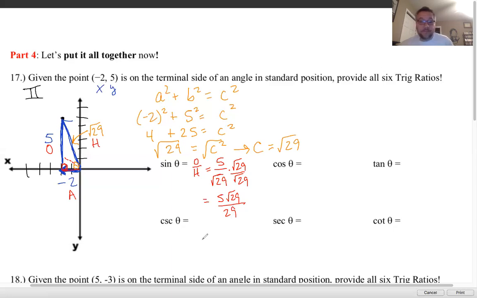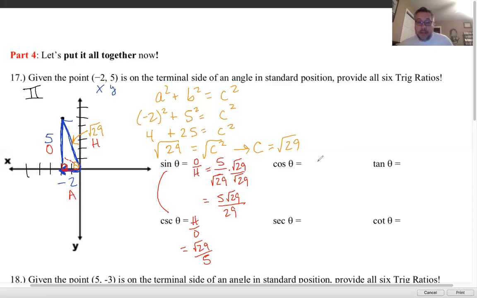Now, I think it makes sense to do cosecant now, since these are reciprocals. So cosecant is hypotenuse over opposite. Go back to the beginning. If it was 5 over root 29, flip it. So now it's root 29 over 5. Hey, the square root is on the top. That's cool. You're done.